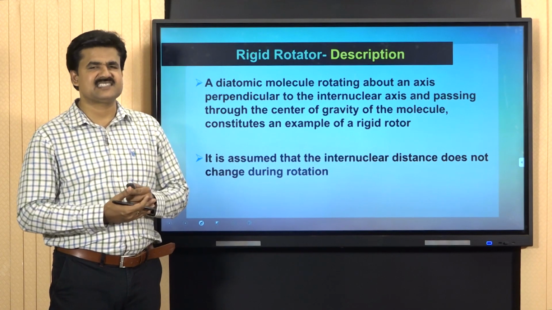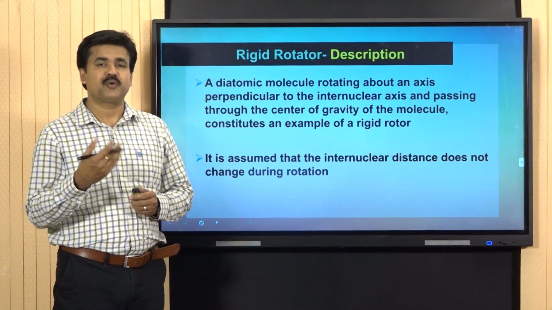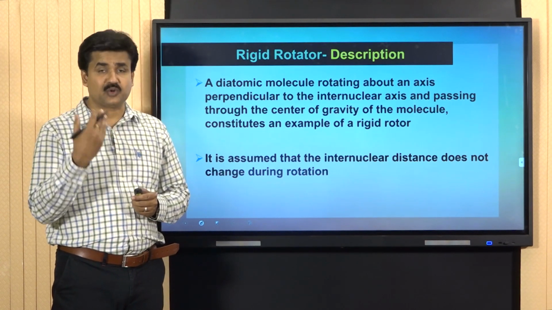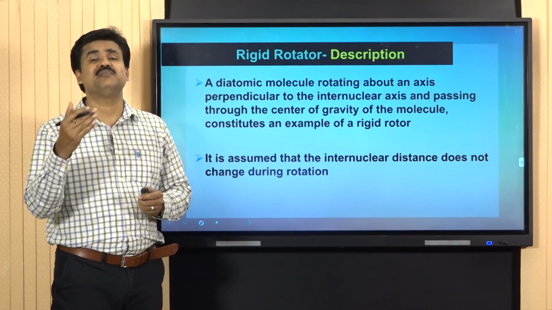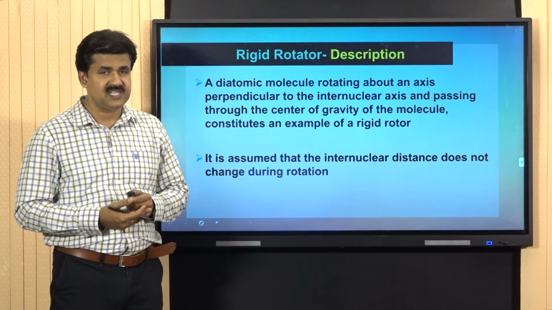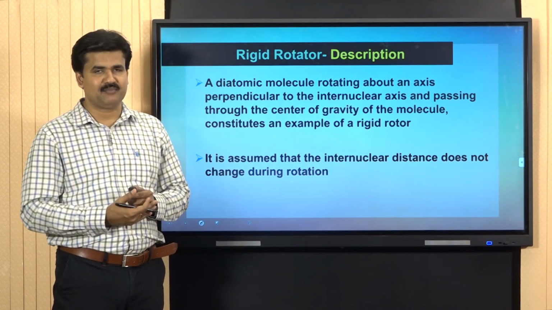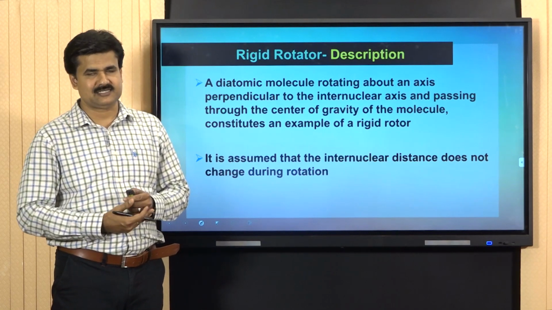Consider HCl as an example. It can be considered as a rigid rotator, provided that as a result of the rotation, there is no shift in the equilibrium distance between hydrogen and chlorine, or the equilibrium bond length. If there is no change in the equilibrium bond length, that can be considered as a rigid rotator.